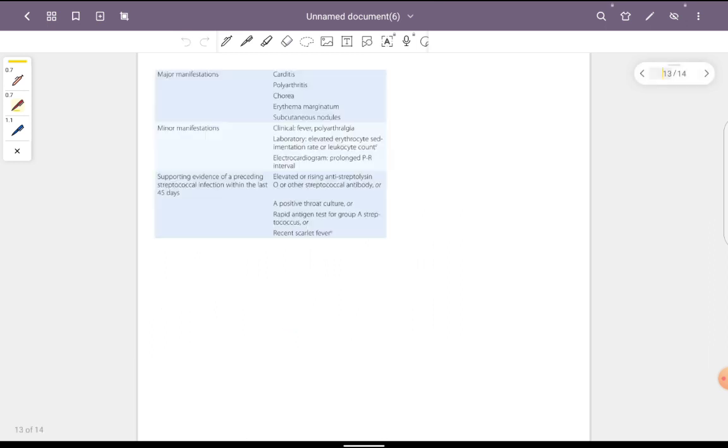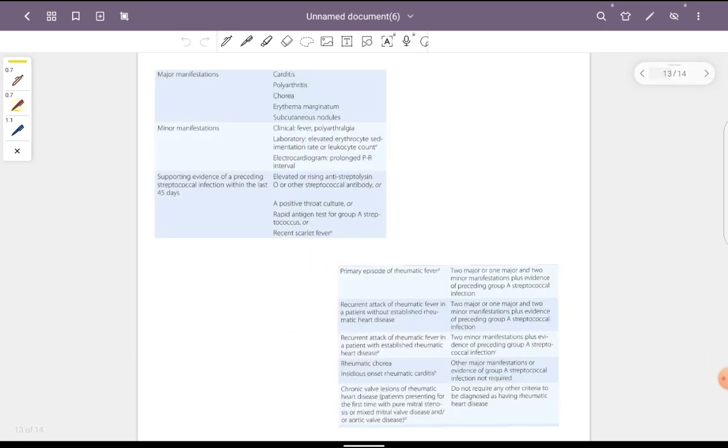We will see them. Now we will study about modified Jones criteria, जो बहुत ज़्यादा important है for MCQ per se और for viva questions. This is very very important. और जब भी when you will write about rheumatic heart disease, you have to write about modified Jones criteria. Without this, your answer is totally incomplete.